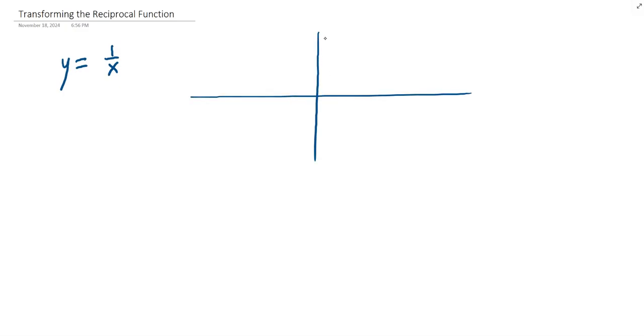In this video, we're going to look at transformations applied to the reciprocal function. Let's start with a quick look at the reciprocal function itself. It's y equals 1 over x. If we were to graph this, we would very quickly get part of a curve like this. We go through (1, 1), and part of the curve on the other side looks like this. We go through (-1, -1).